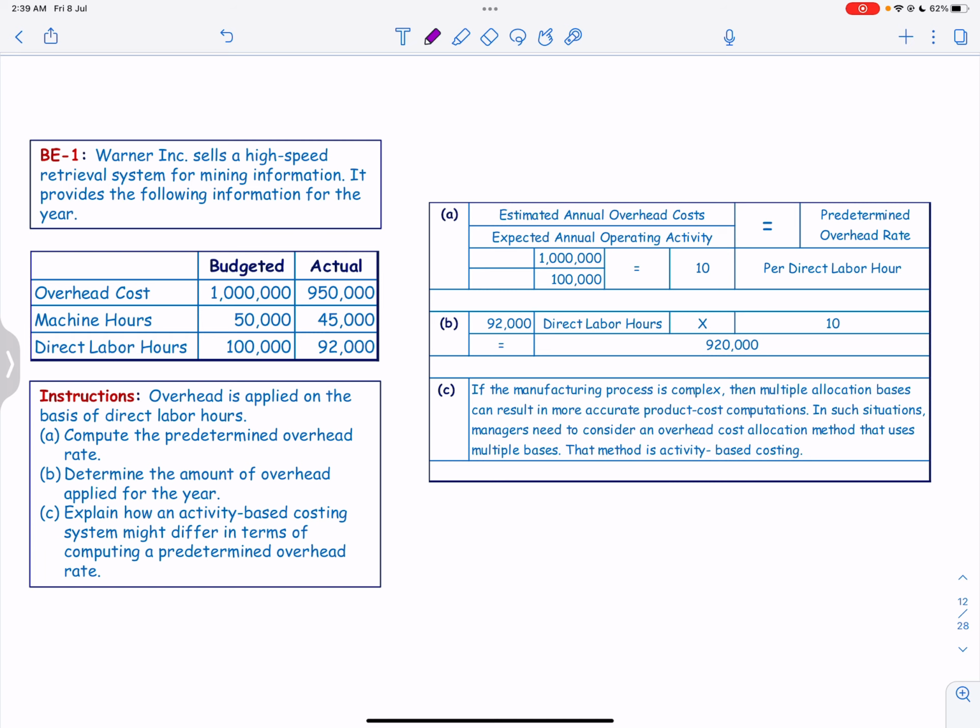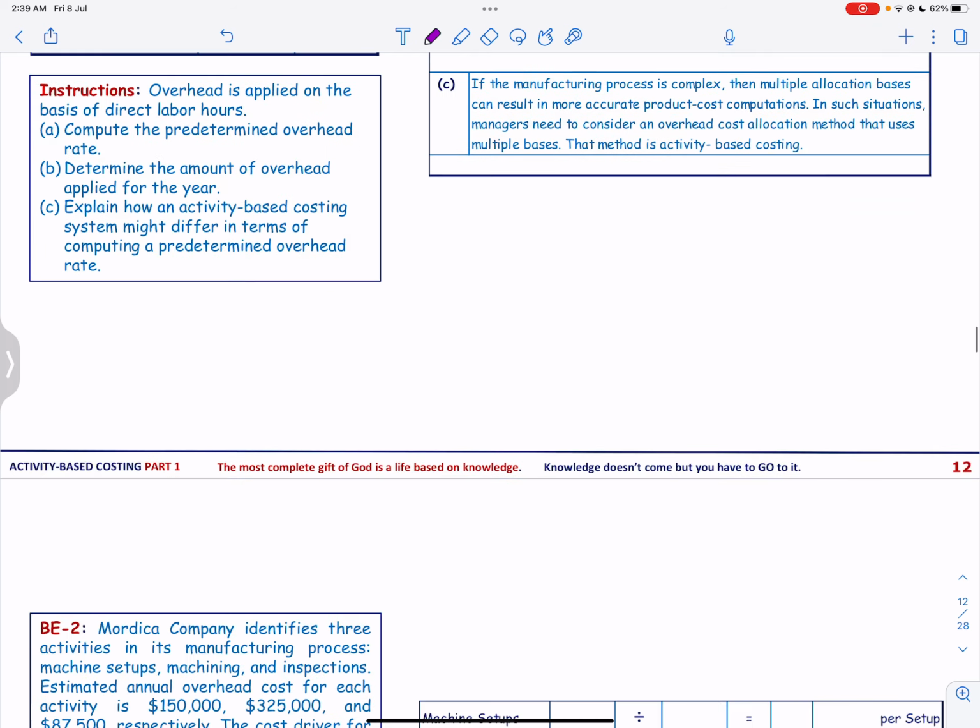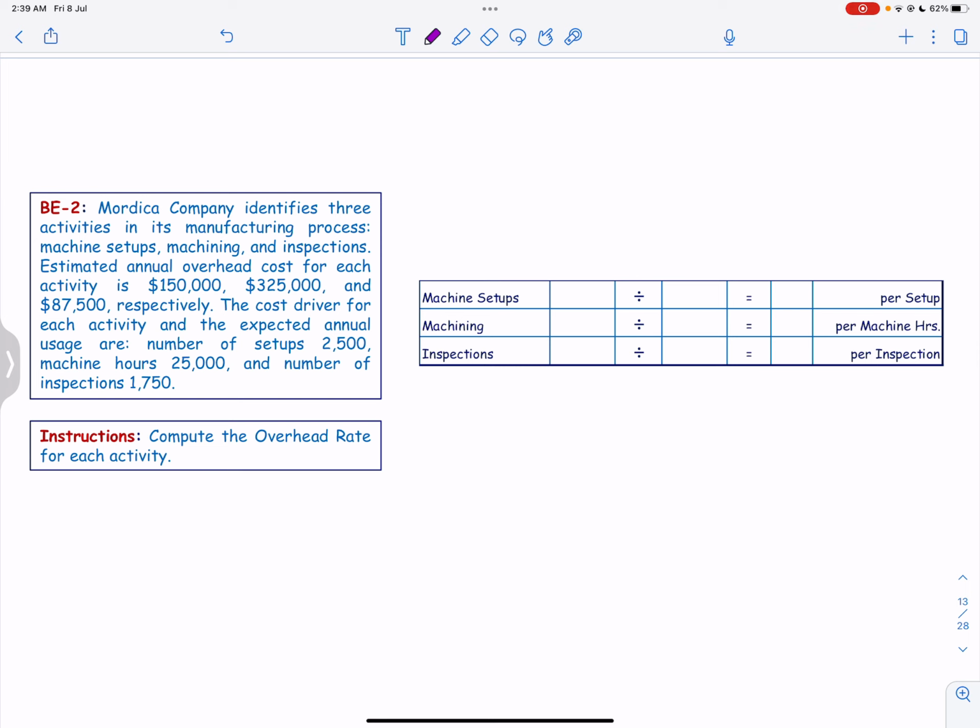Let us look into another example. Mordika company identifies 3 activities in its manufacturing process. So there are 3 activities. We have machine setup, we have machining, and we have inspection. Estimated annual overhead cost for each activity is 150, 325, and 87. The cost driver for each activity and the expected annual usage is given to us, and they ask us to calculate the overhead rate.